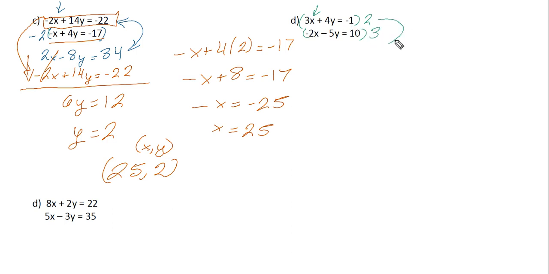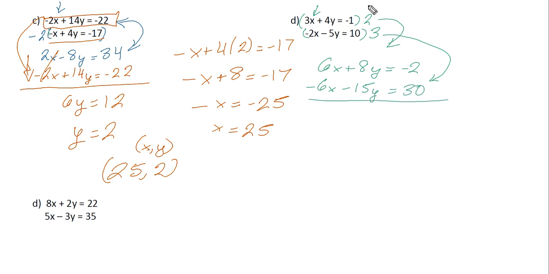Now I'm going to rewrite these equations. First one is this one when we're multiplying by 2, and we get 6x plus 8y equals negative 2. Now for this one, write that right there. If we multiply this equation by 3, we're going to get negative 6x minus 15y equals 30. The reason why we multiplied by 2 was to get a 6x, and the reason why we multiplied by 3 was to get a negative 6x. It's opposite.